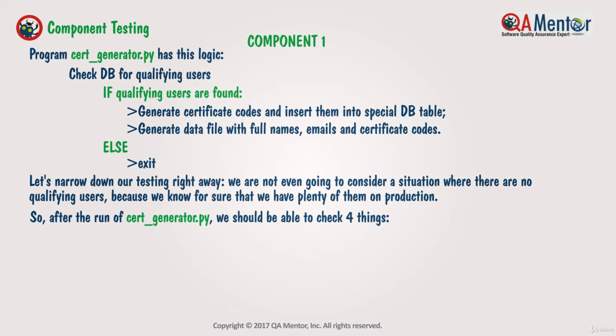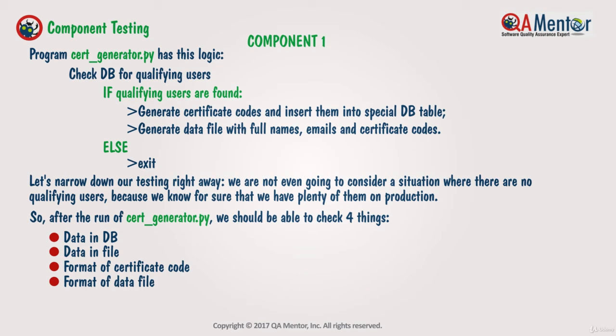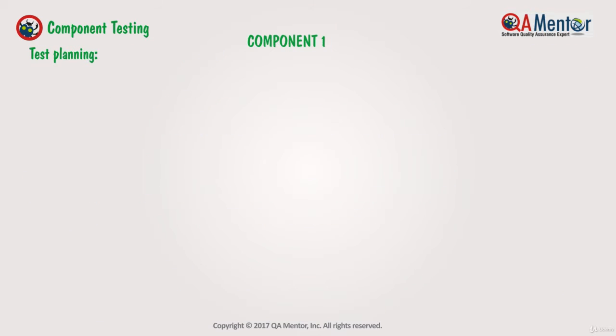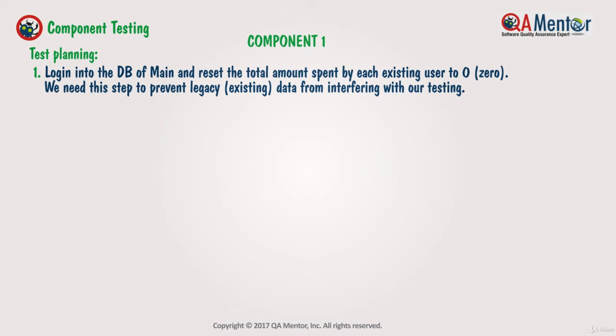So, after the run of certgenerator.py, we should be able to check 4 things: data in DB, data in file, format of certificate code, format of data file. When the code is ready for testing, we'll perform testing on main.sharelane.com. Main. This testing environment has its own DB, and if necessary, we can manually change some data in it. Test planning. 1. Log into the DB of main and reset the total amount spent by each existing user to 0. We need this step to prevent legacy, existing data from interfering with our testing.